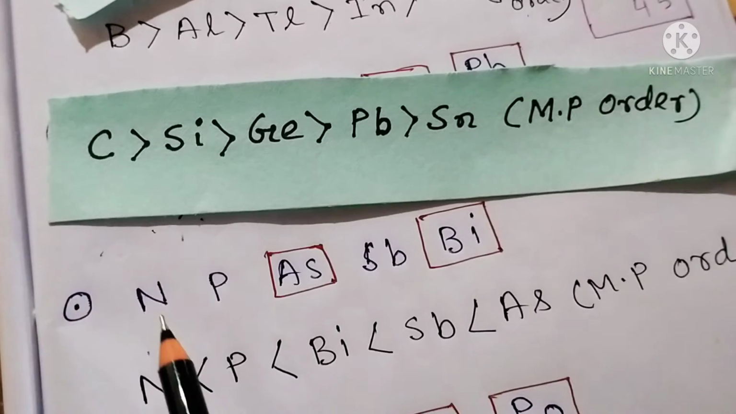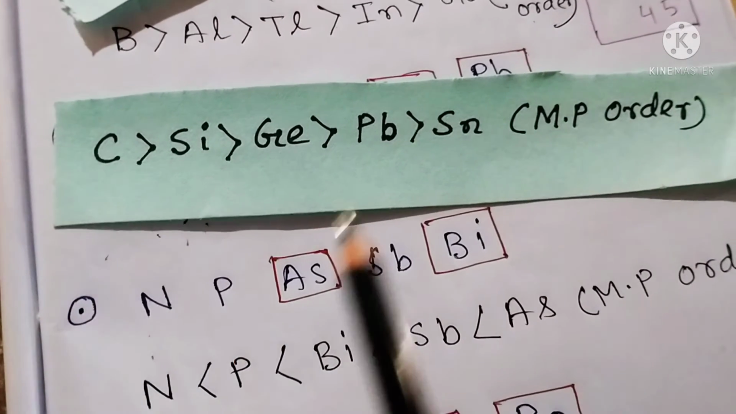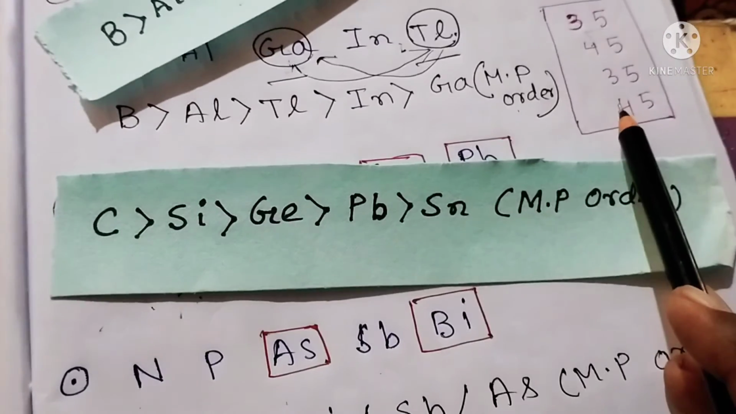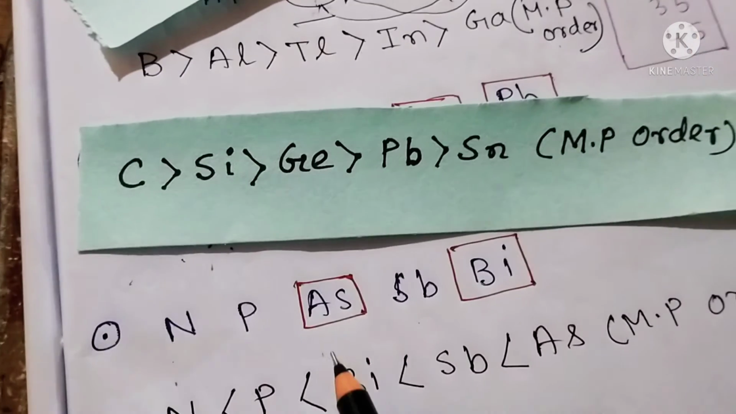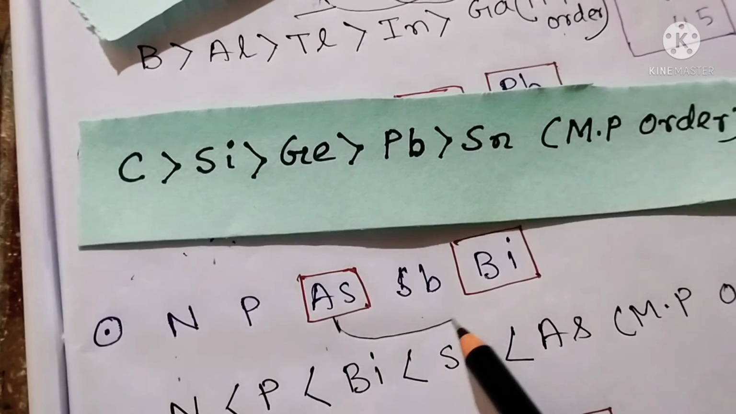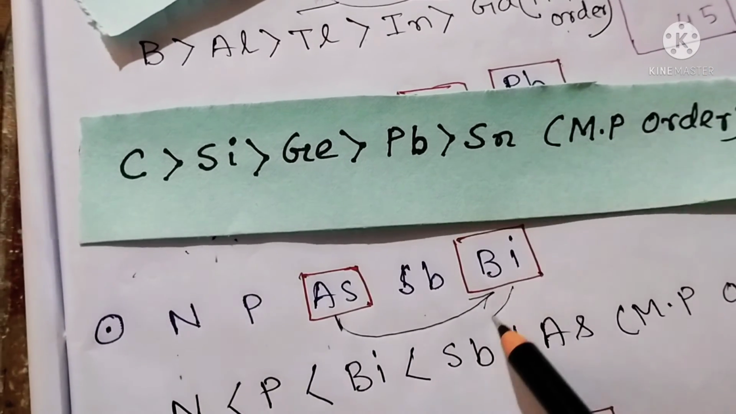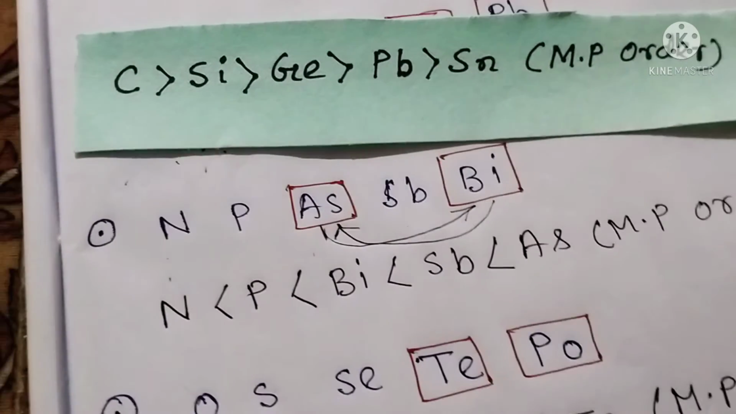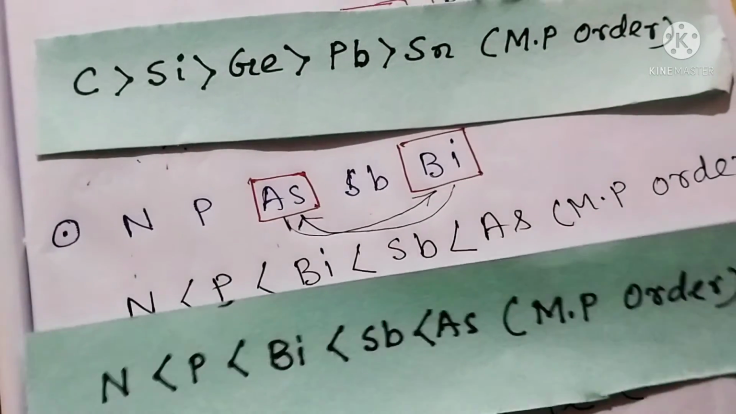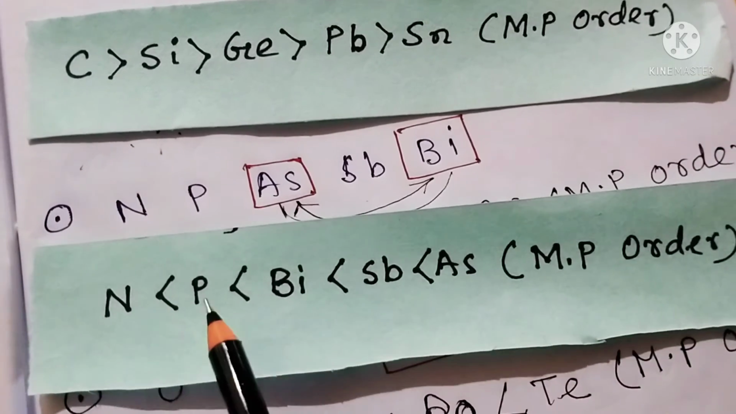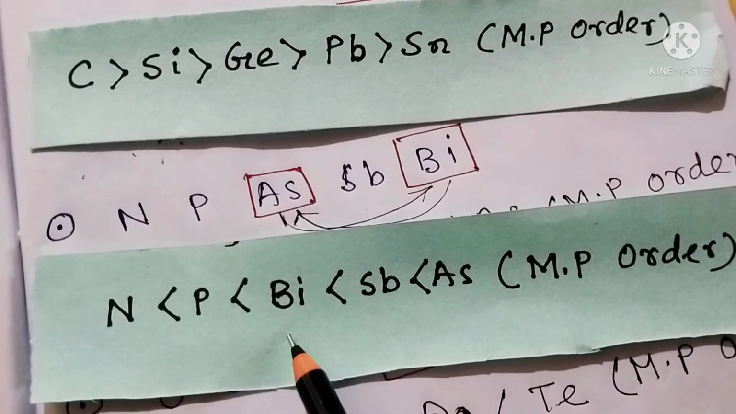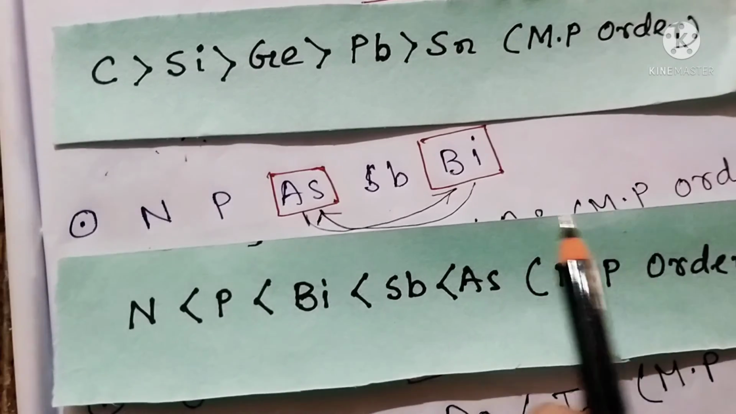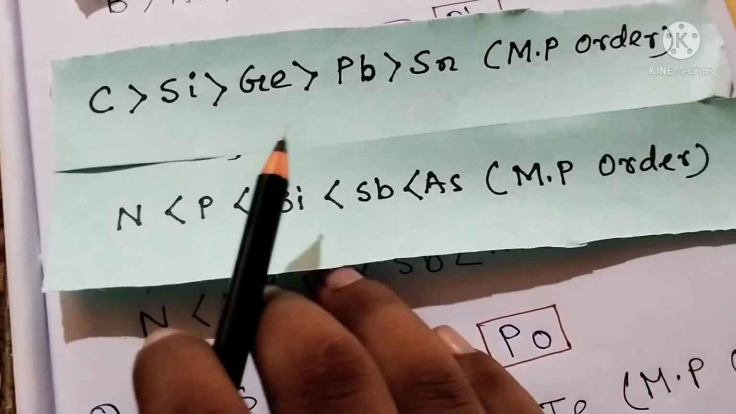Now here we take nitrogen, phosphorus, arsenic, antimony and bismuth. Here also we have to remember 3, 5. So the 3rd position shifts from here to here and the 5th position shifts from here to here, and as a result we get nitrogen less than phosphorus, less than bismuth, less than antimony, less than arsenic. This is the melting point order.